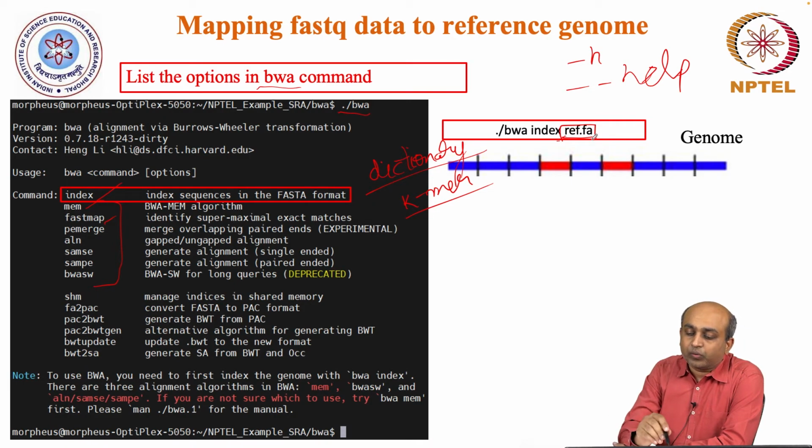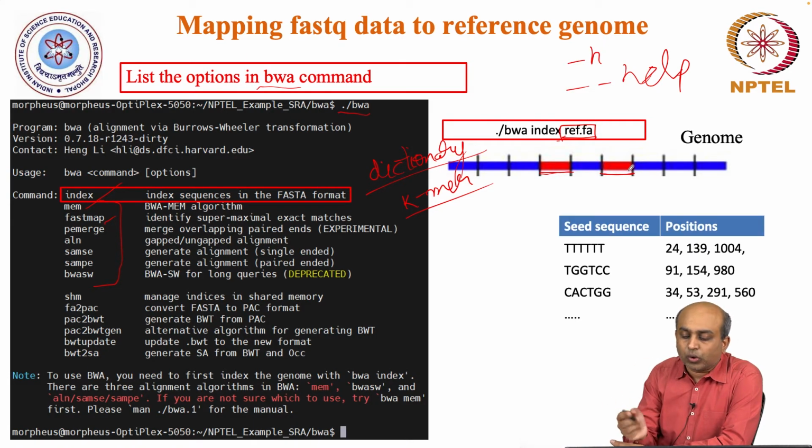So when you do that, what your indexing command is doing is, this is the genome, it looks for stretches of sequence which are the same, right. So this part of the genome and this part of the genome may have the same k-mer. So then it identifies all such k-mers. So for example, let's say the k-mer was T 6 times in a sequence. So then it's occurring at position 24, then it's occurring at position 139, it's occurring at position 1004, and so on.